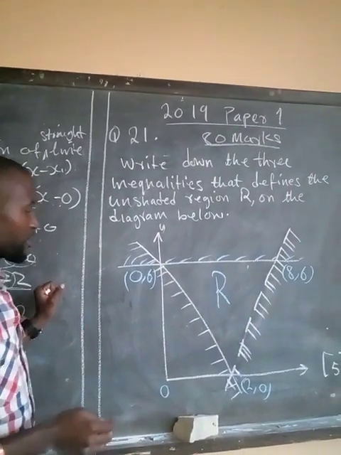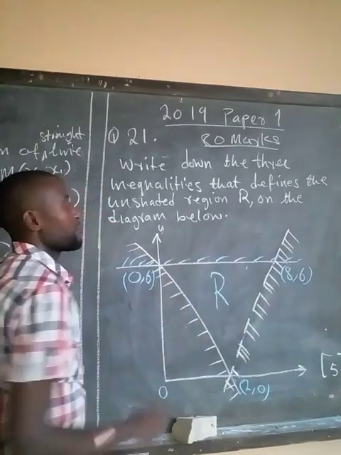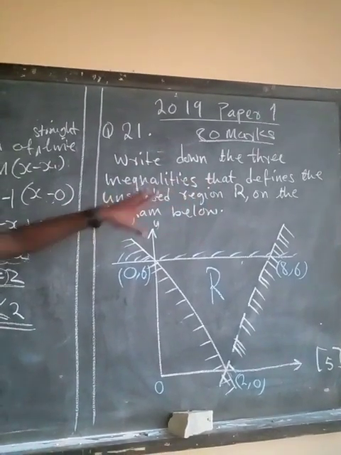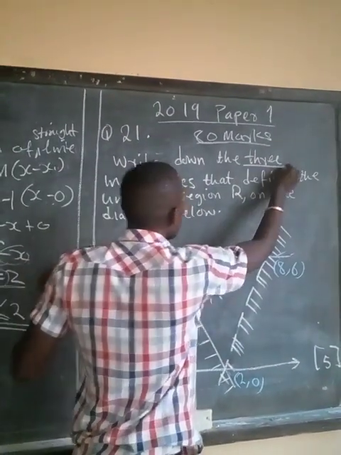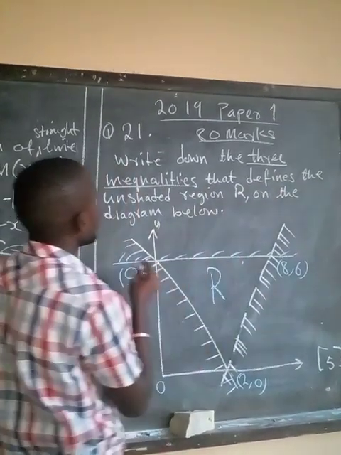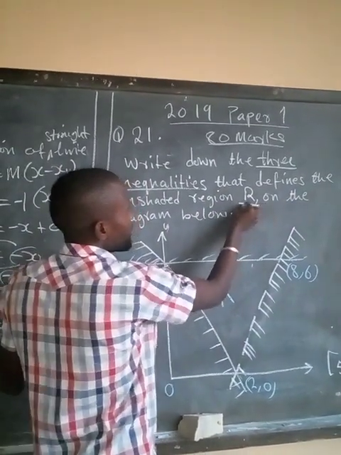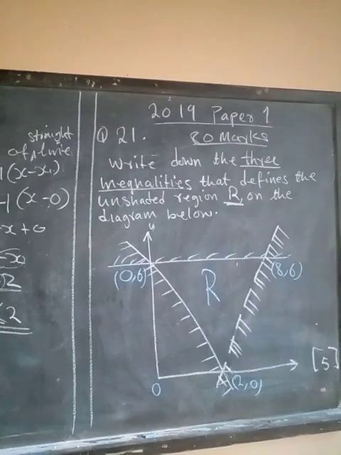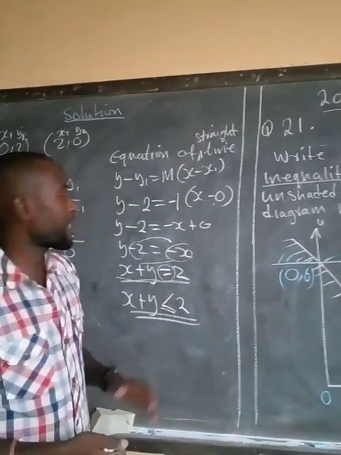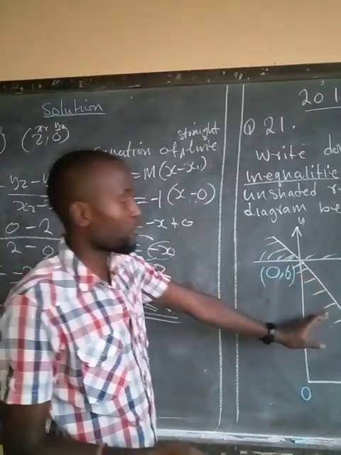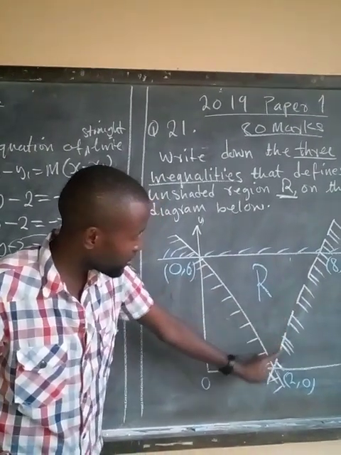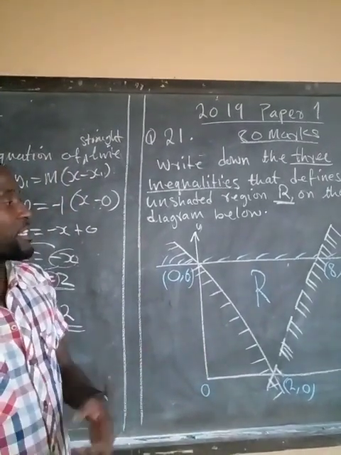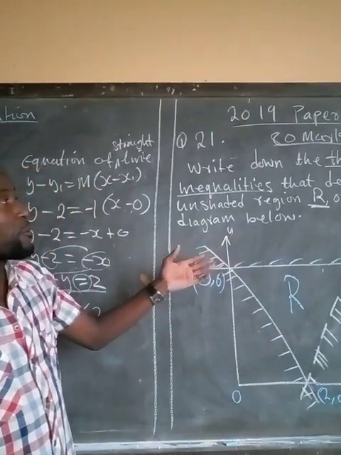So in this case, how do I find the answer to this simple question here? It is very simple. They are saying to write down the 3 inequalities that define the unshaded region R on the diagram below. This is a very important question that we need to attempt to answer. Without understanding how to answer the first part we did, this will be difficult. As we can see, there is a line which is dotted and there are solid lines. Therefore, apply the concept that I explained in the previous videos, and you will be able to find this.